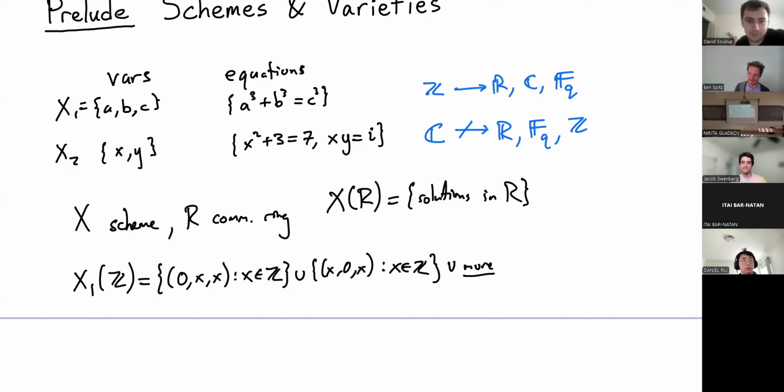Just some basic notation for us. We're going to define some schemes, and we're going to think about these sets, the sets of solutions over different rings. And this guy is called the set of points of my scheme over the ring Z. So this is the set of points of X over R.